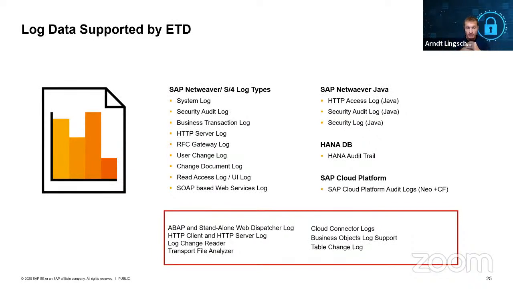Log data that is being supported at the moment goes from the system log via the security audit log, RFC gateway, user change log, and so on and so forth for the NetWeaver and S/4 log types. And we have all the Java logs, we have the HANA DB audit trail, and for sure we have the SAP Cloud Platform in there. But there are more logs to come. There are more logs on the roadmap for enterprise threat detection, having the transport file analyzer, the log change reader, the web dispatcher log, and cloud connector logs. So we can introduce more and more of the cloud solutions from SAP, like Ariba, SuccessFactors, Concur.